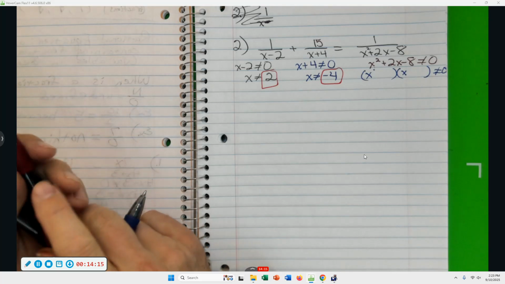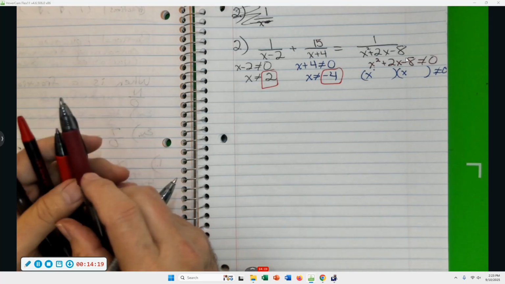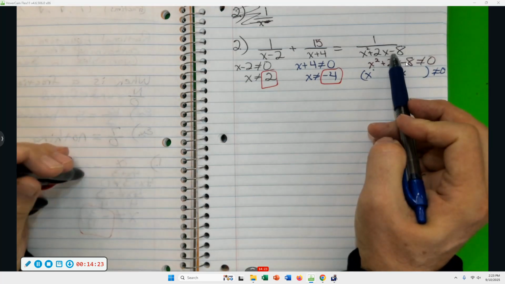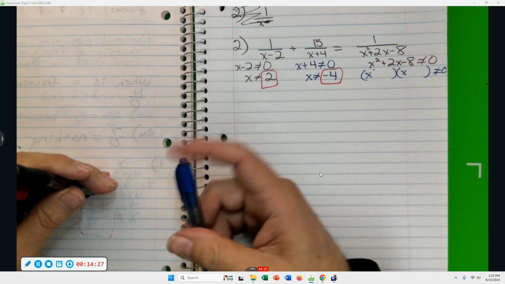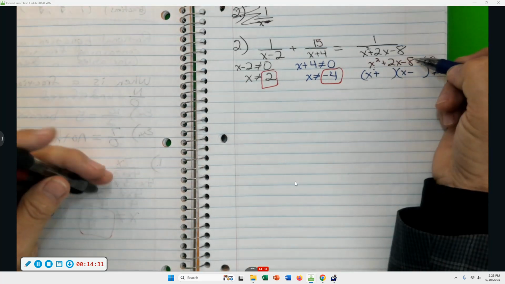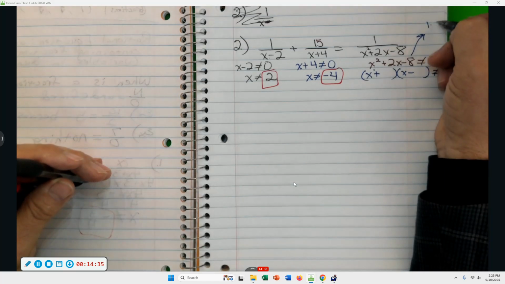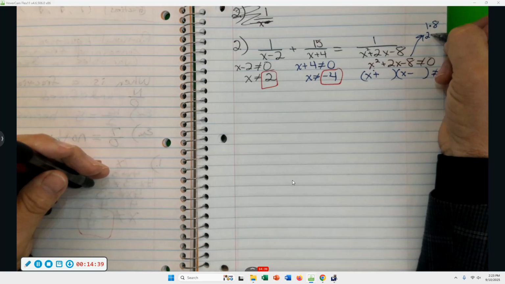What do we know about the signs? The last one's a minus, so one's positive and one's negative. I'll go ahead and write it in there. And then what times what gives us 8? It's either 1 times 8 or 2 times 4.